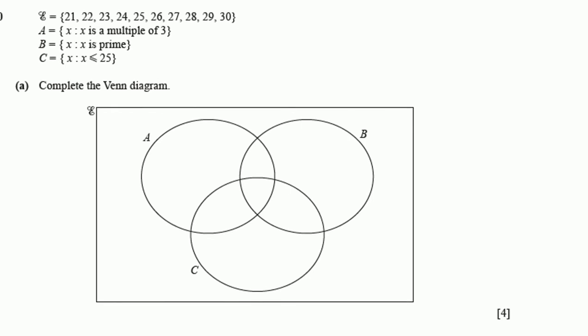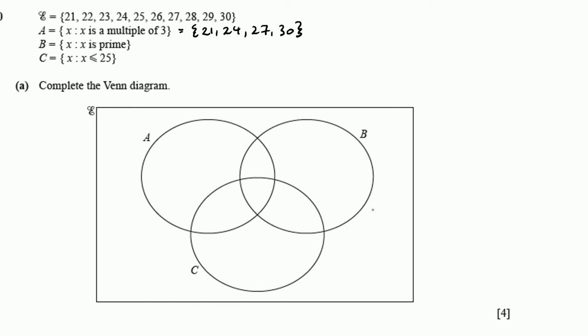So another question where we're having to feed numbers from sets into a Venn diagram. My universal set is all the numbers from 21 to 30, and I have some sets defined by rules, and the very first thing that I would do is write out the lists of elements for those sets. So I'm looking for multiples of 3 from that universal set. So I've got 21, 24, 27, and 30.